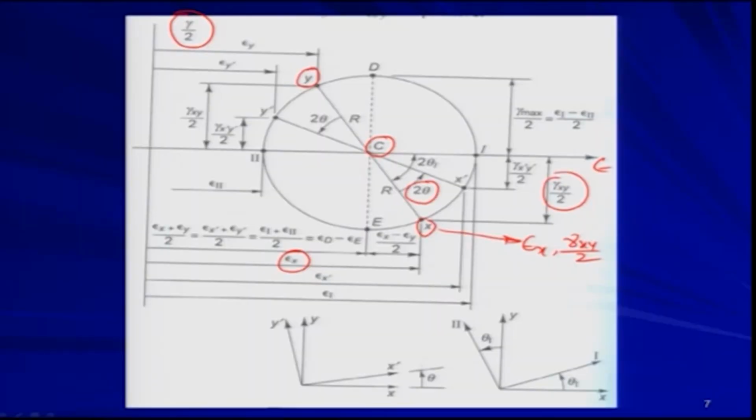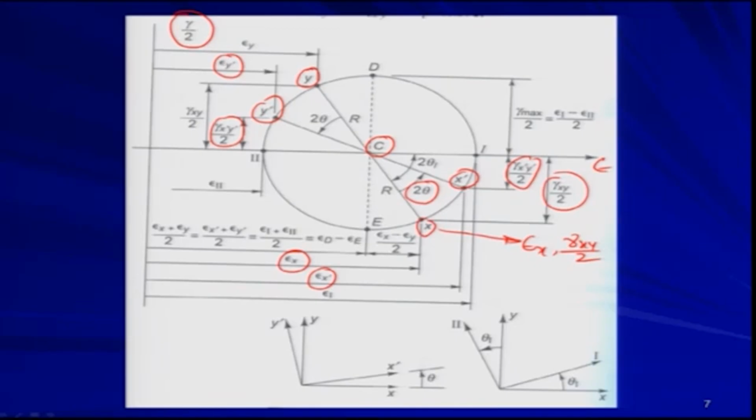The angle between x and x prime is theta, but in the Mohr circle you will get twice theta, which is pretty similar to stress. So, you just point out the points x prime and y prime. The coordinates of x prime are epsilon x prime and gamma x prime y prime by 2. Similarly, the coordinates of the y prime point are epsilon y prime and gamma x prime y prime by 2.